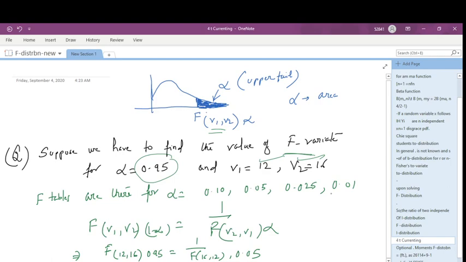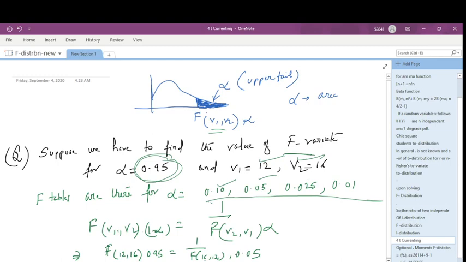So we know that 0.95 is equal to 1 minus 0.05, right? So for the F variate of nu1, nu2 at 1 minus alpha, it is equal to 1 by F nu2, nu1 at alpha. So we have to find the value of the Fisher variate for degrees of freedom 12 and 16 at alpha 0.95, which is as good as 1 by the Fisher variate for degrees of freedom 16 and 12, and this is their alpha.